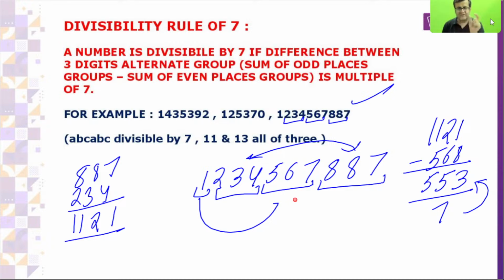You will have to make groups of 3 from the end, from the last. You will have to start 3, 3, 3, 3, 3, like this. Add alternate groups: the sum of odd places and the sum of even places. The difference between these two should be equal to 0 or a multiple of 7. Okay, the difference should be a multiple of 7. It means the number is divisible. Okay, beta.